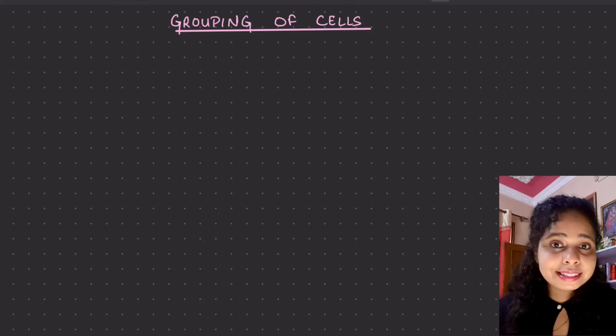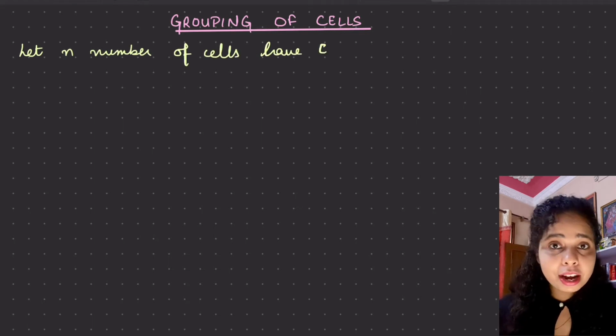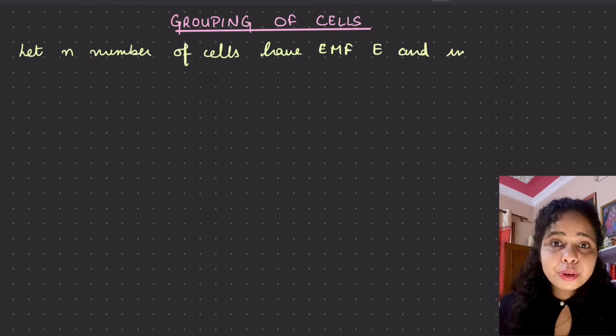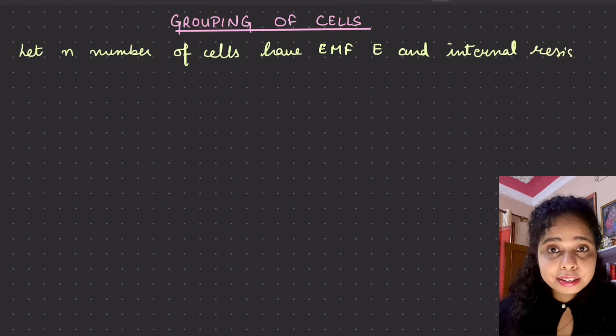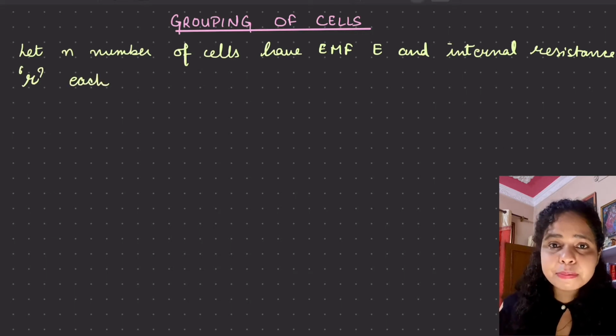First of all, let us consider we are having n number of cells, each of EMF capital E and internal resistance small r. As I have said that we have to group these cells together, we can group these cells in three different ways. We can attach them together in series, we can group them together in parallel, or we can do this grouping in the form of mixed grouping, that is in series as well as in parallel.